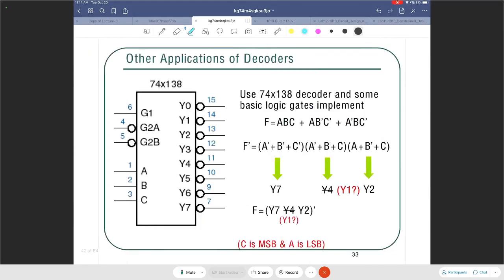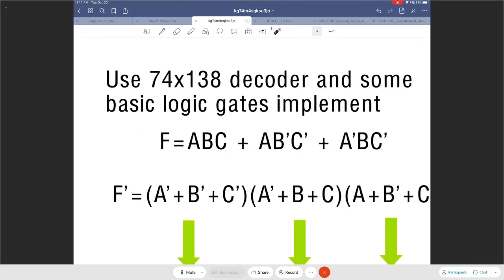So let us say we have a 3-input situation, a function that has 3 inputs. If a function has 3 inputs, then I'm going to need a 3 to 8 decoder to do it, which is what I have right now. This is my 74X138, a 3 to 8 decoder. And the function that I'm trying to implement is f equals a and b and c, or a and b complement and c complement, or a complement and b and c complement. That's the function that I want to synthesize using the 74X138.